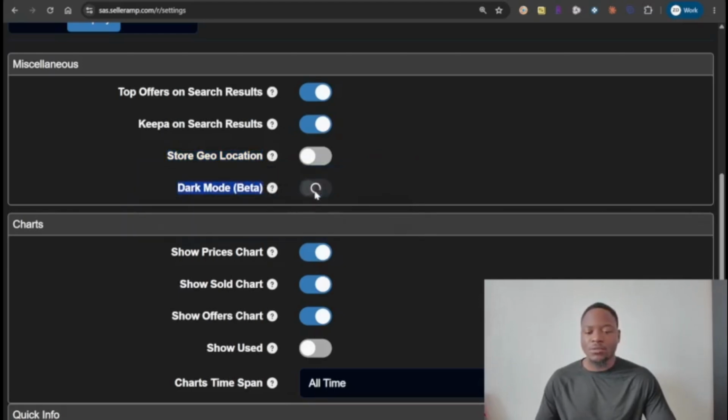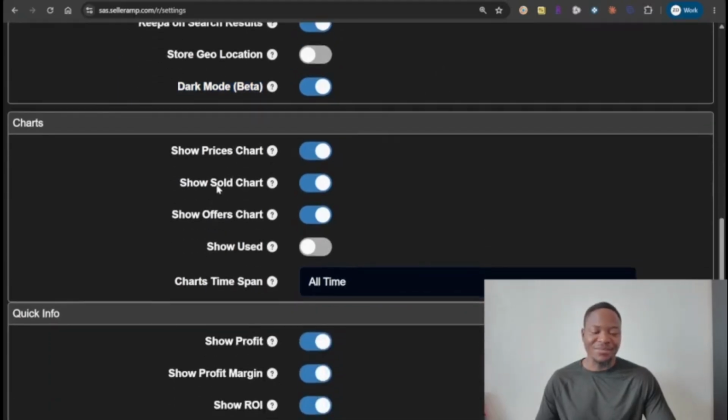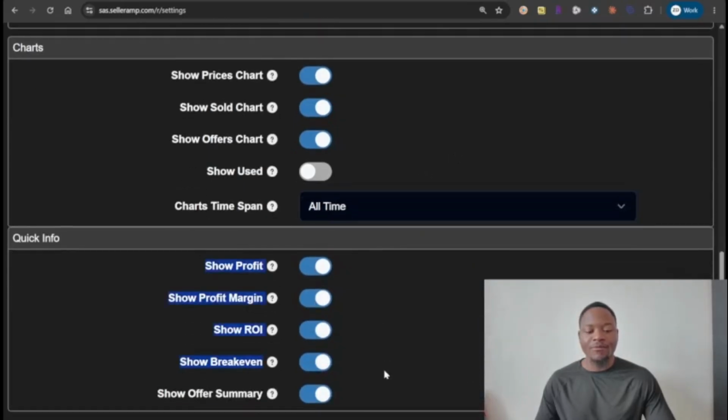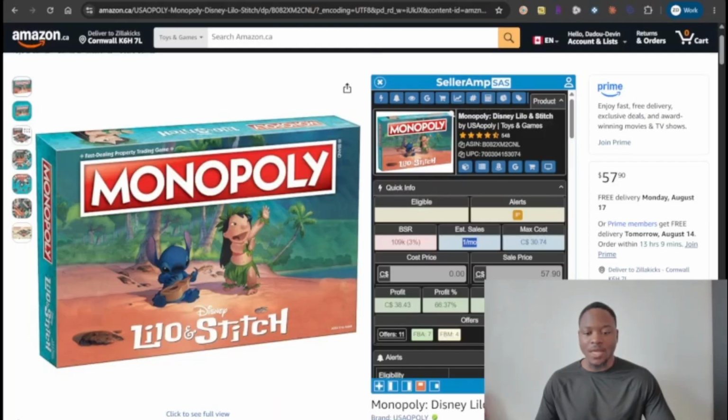Dark mode is if you want to have the dark mode enabled. I like the dark mode personally, so I'm just going to keep that on. Doesn't really matter. Now the charts, you want to have these 3 turned on. And the last one, since we don't sell used products, you don't want to have this turned on. And then chart lifespan, time span is going to be at all time. And then for the quick info, we want all of these 5 turned on. So that way you have the exact view that I have right here.